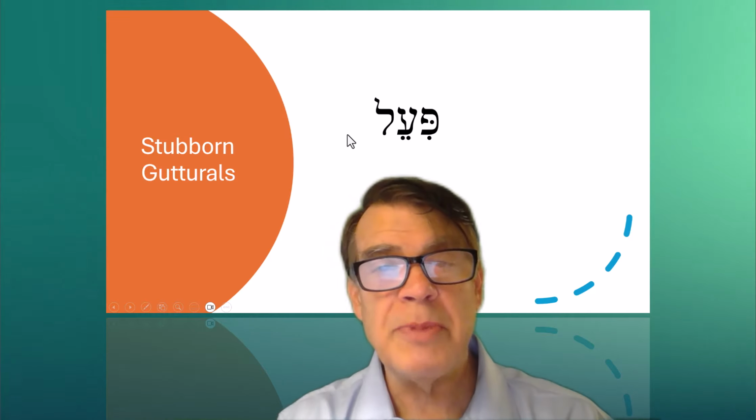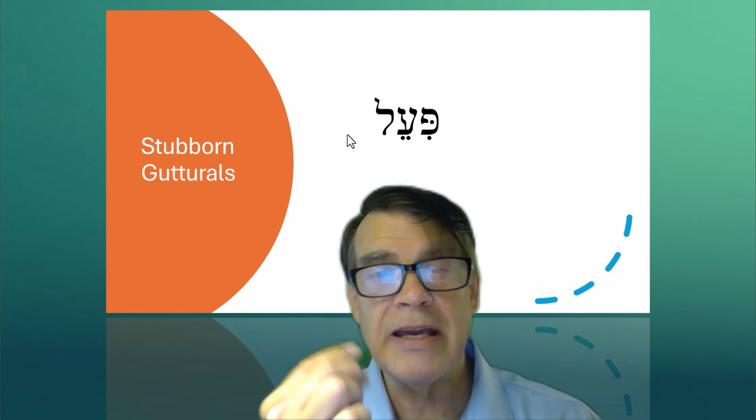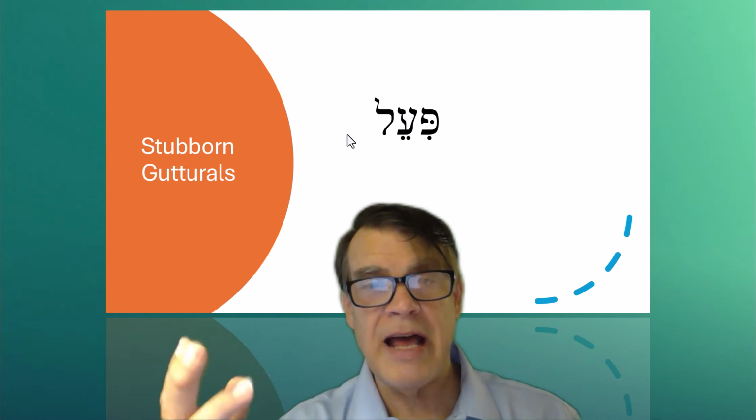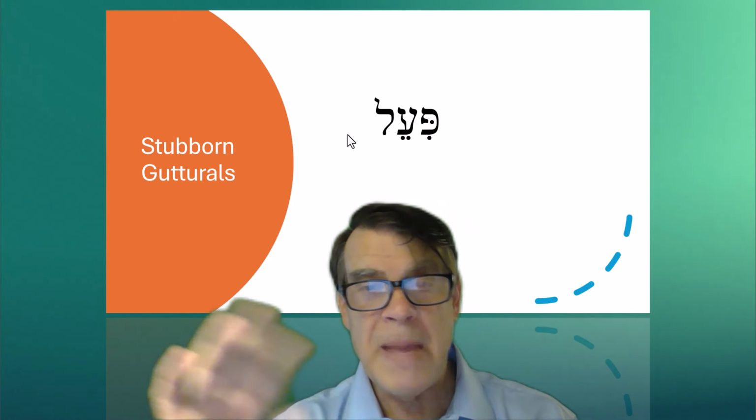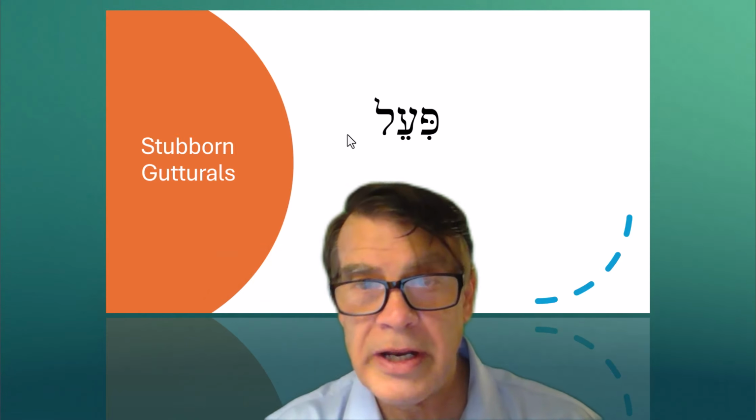so gutturals can be a problem. They mess with the vowels. So gutturals tend to like A-class vowels, and so sometimes they mess up the vowels from the patterns that you learned and you wanted it to be.